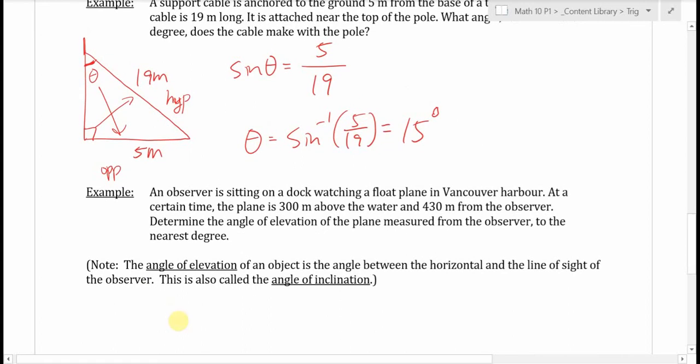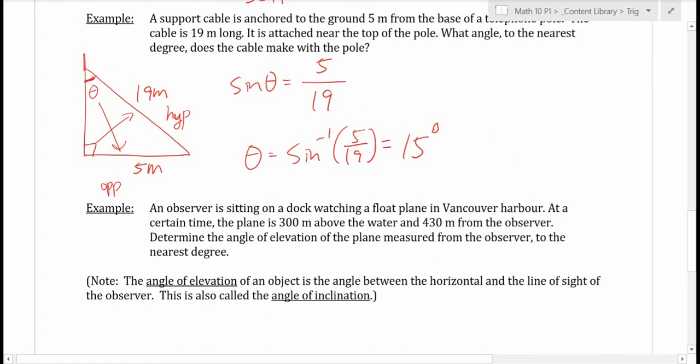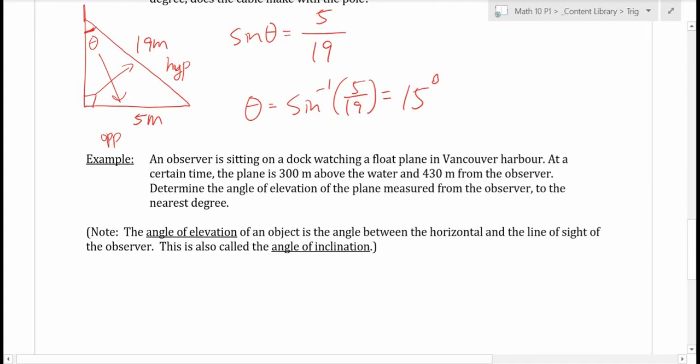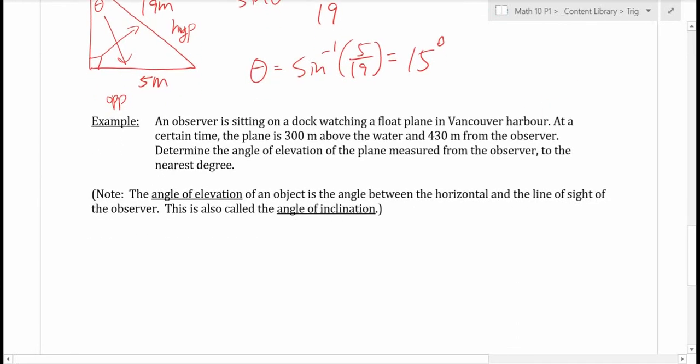Moving on to the next example. But again, anytime you do word problems, draw the diagram first. So here we go. It says an observer is sitting on a dock watching a float plane in Vancouver Harbor. At a certain time, the plane is 300 meters above the water and 430 meters from the observer. Determine the angle of elevation of the plane, measured from the observer, to the nearest degree. Okay, so this is new. I'll explain to you in a second what that means.